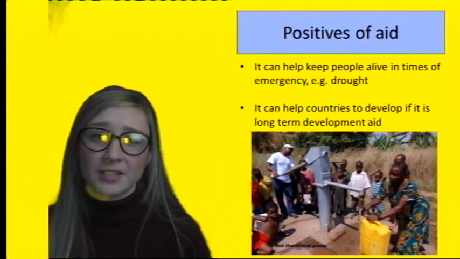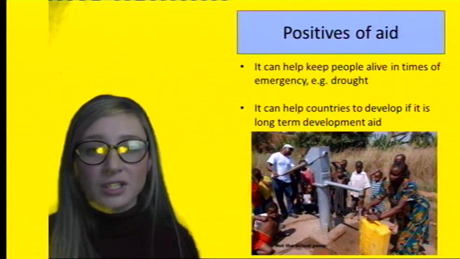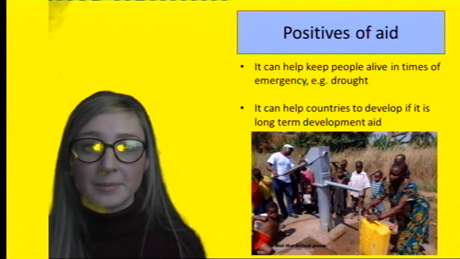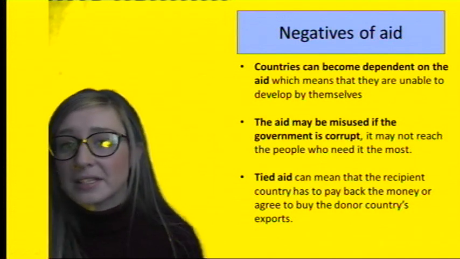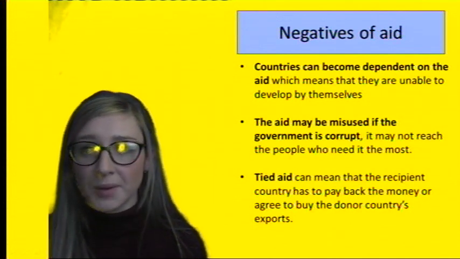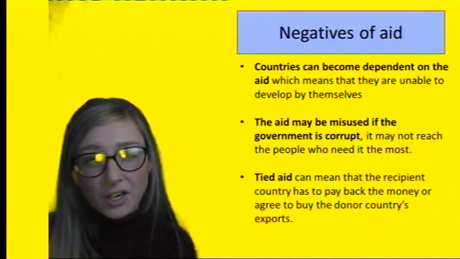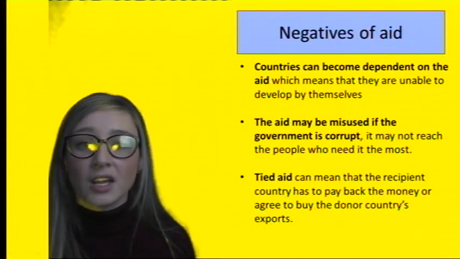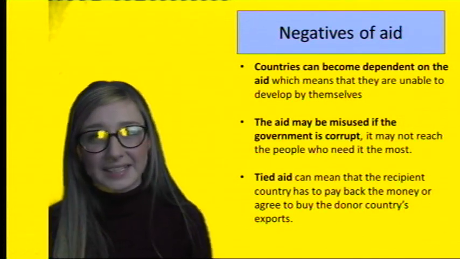There's quite a few positives of giving aid. It can help people stay alive in times of emergencies such as drought by giving them water, and it can help countries to develop if it's long-term development aid because they receive skills that they're able to then be independent with. Negatives: countries can sometimes become too dependent on the aid, which means that they're not able to develop by themselves in the future. The aid may be misused by a corrupt government, so it doesn't often reach the people who need it the most. And tied aid, as we mentioned, can mean that the country has to pay back that money or agree to buy the exports, which can put them in debt.